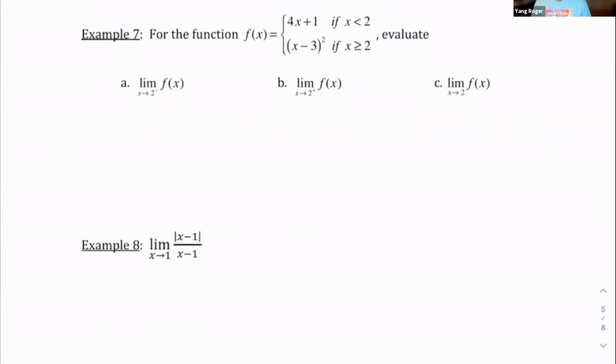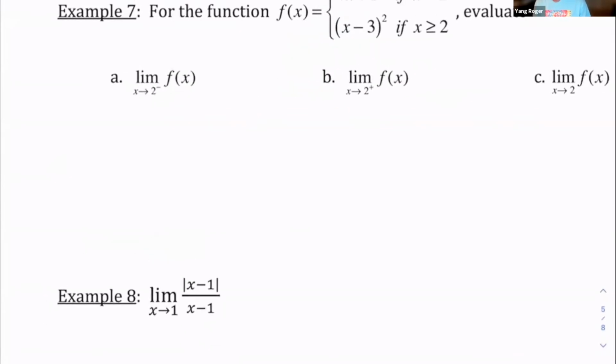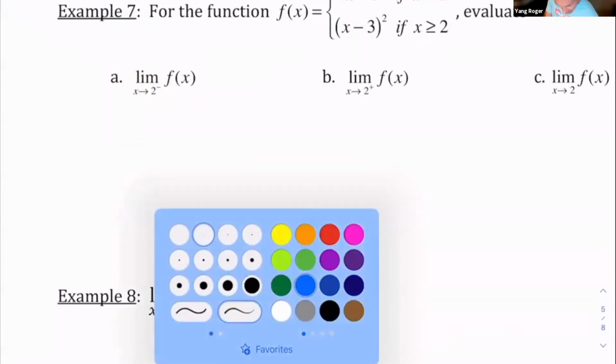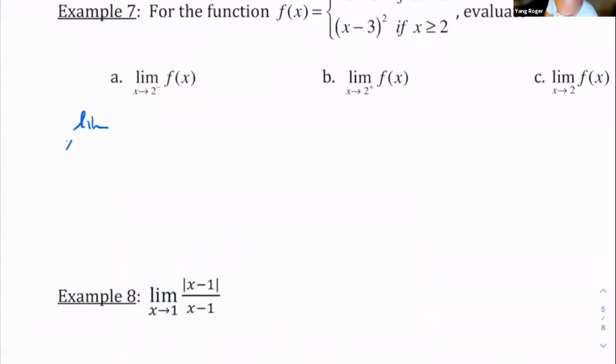So let's say I'm trying to calculate the limit as x approaches 2 from the negative side. Then I can really write this as the limit as x approaches 2 from the negative side. Which of these two functions should I use? Should I use the top function or should I use the bottom function? What do you think? Luciano says the top, and I agree. So we're going to put in this 4x plus 1 over here like this.